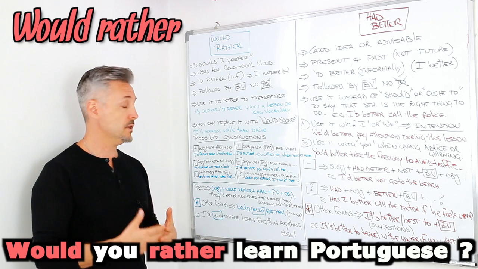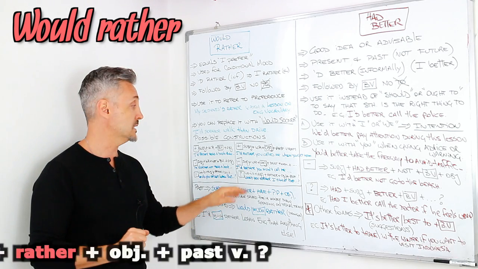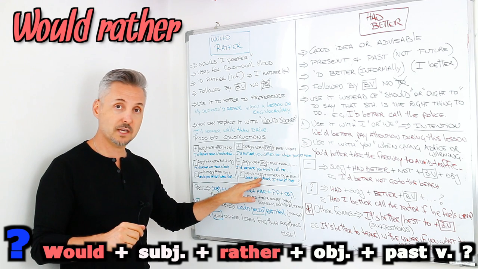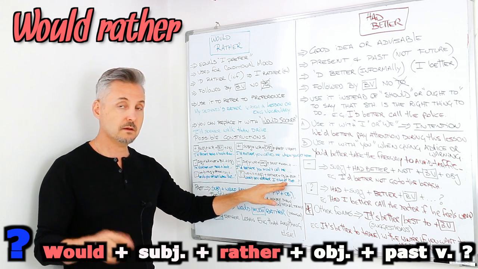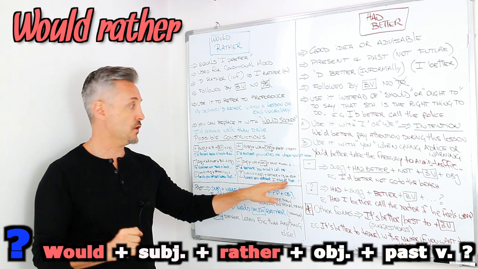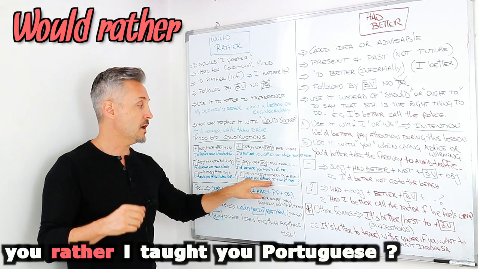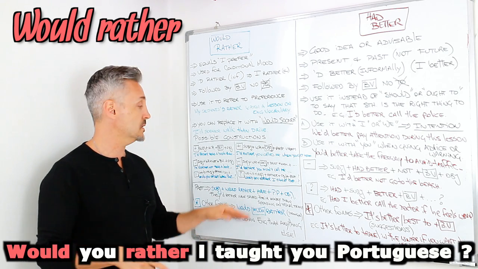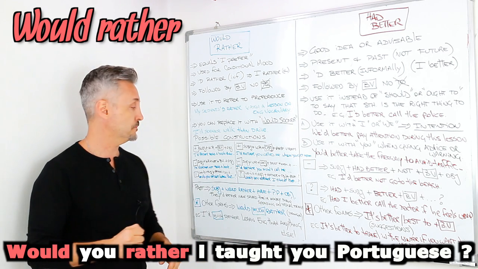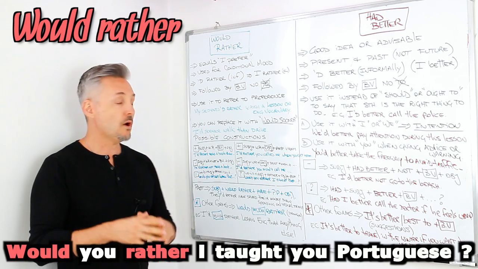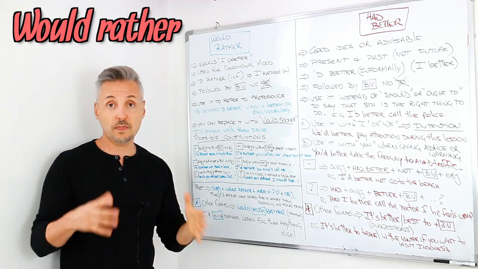The other construction that we can use with would rather, the formula is would plus subject plus rather plus object plus the past verb form, and then etc. Would you rather I taught you Portuguese? Okay, we can also use would rather with the past.